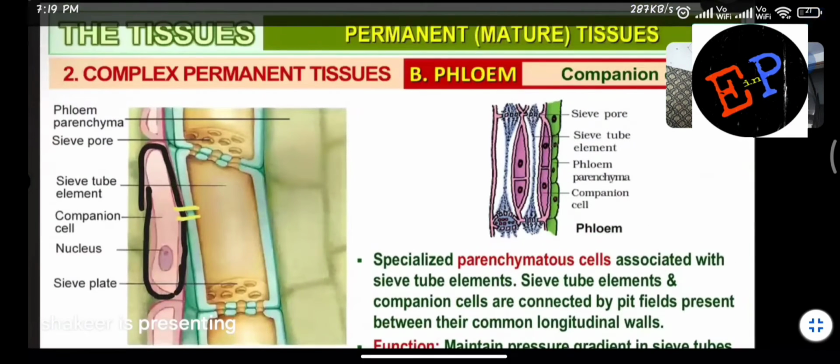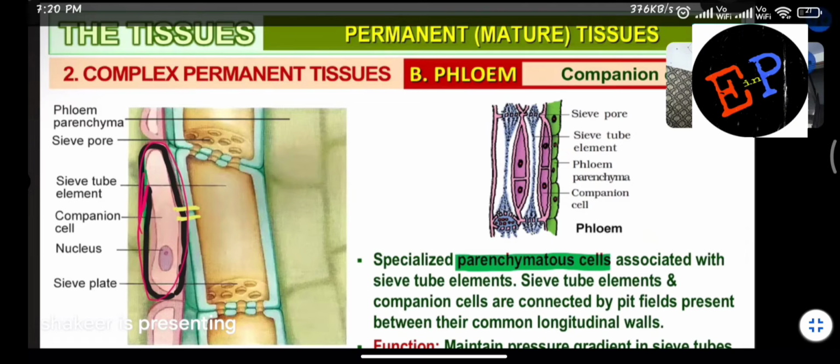Okay, so next, see. The next one which we are studying is companion cells. This structure which you are seeing here is called a companion cell. They are specialized parenchymatous cells associated with sieve tube elements. So what is the nature of cells present in companion cells? The simple cells which are called parenchymatous cells. So they are associated with sieve tube elements.